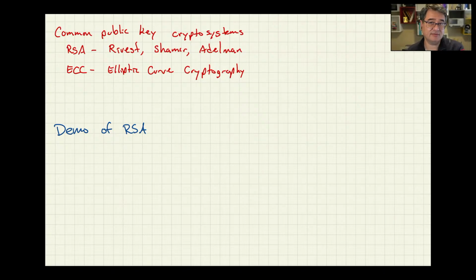So RSA, which is the one that we're going to study today, is actually an acronym for the three mathematicians that invented it. Their last names are Rivest, Shamir, and Adleman. And there's another one out there called ECC, which stands for Elliptic Curve Cryptography. It's more recent. RSA, I think, was developed in the 1980s. You can look on Wikipedia to find out exactly when. And ECC is more current.